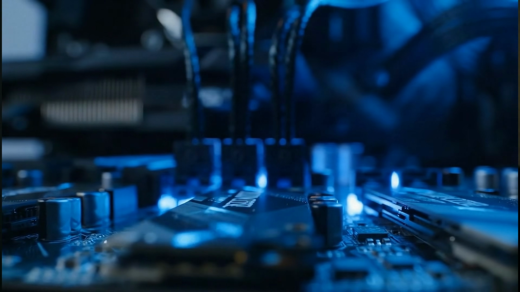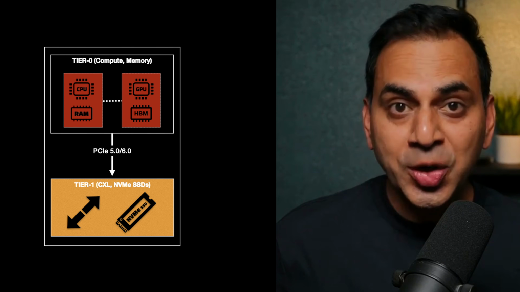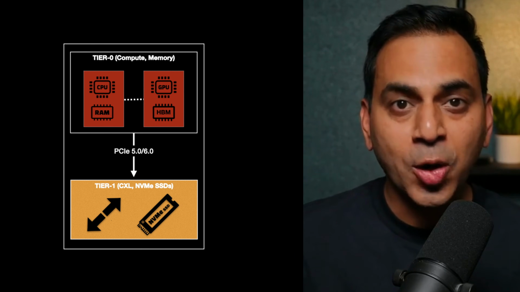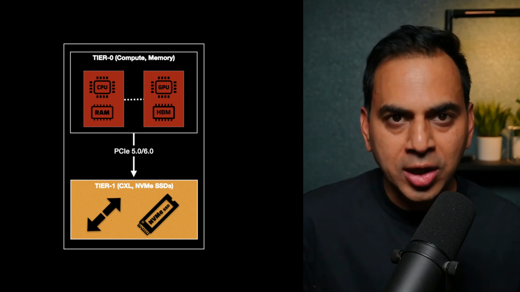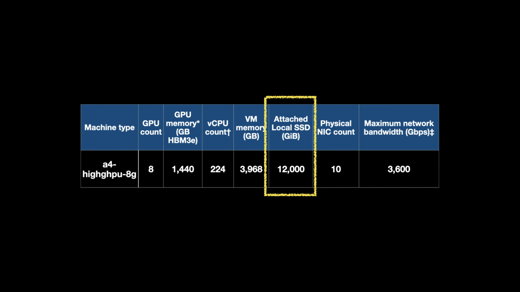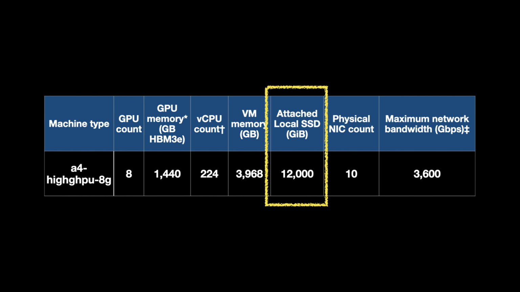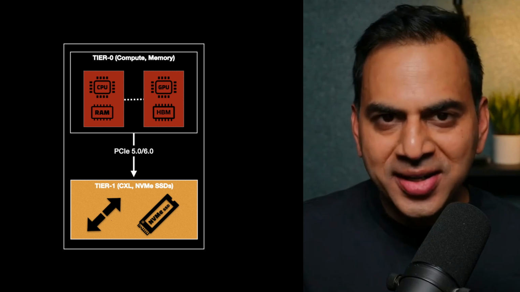So if the accelerator's high-speed memory is where data is being processed and crunched, tier 1 is like the waiting area. It's usually made of local NVMe SSDs connected over PCIe, and it helps both the CPU and the accelerators. Its job is to get the next set of data ready so it can be loaded into the system memory or the accelerator's memory quickly. So in cloud environments like Google Cloud, a GPU-based VM like the A4 High GPU 8G machine can have up to 12 terabytes of local SSDs. This acts as a very fast caching area.